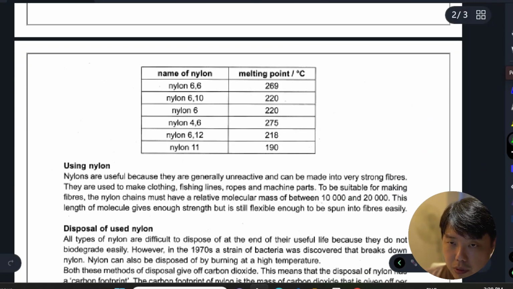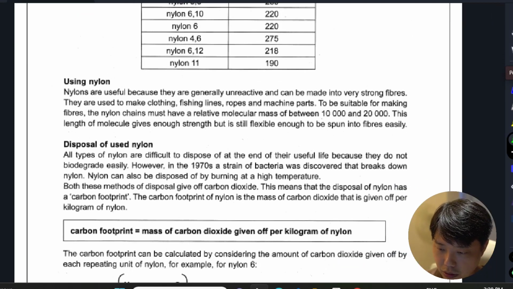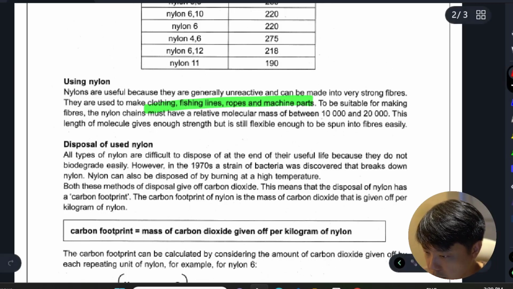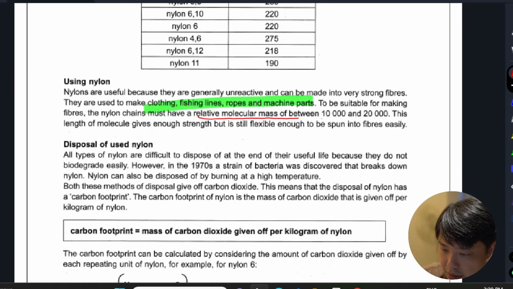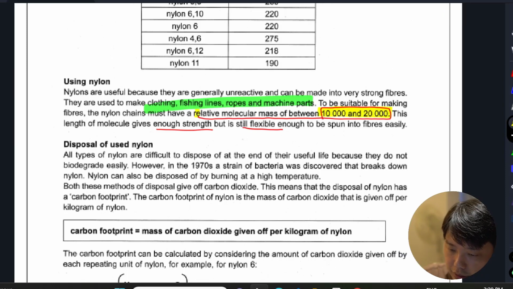So they give you a table of all the melting points. And basically they tell you about the uses of nylon. What are they used for? This you're supposed to have memorized before coming for the exam already. Then after that, they say that to be suitable for making fibers, they need to have a relative molecular mass of between 10 to 20,000. This gives enough strength but is still flexible enough. So this number here is very important. You need to take note of that.